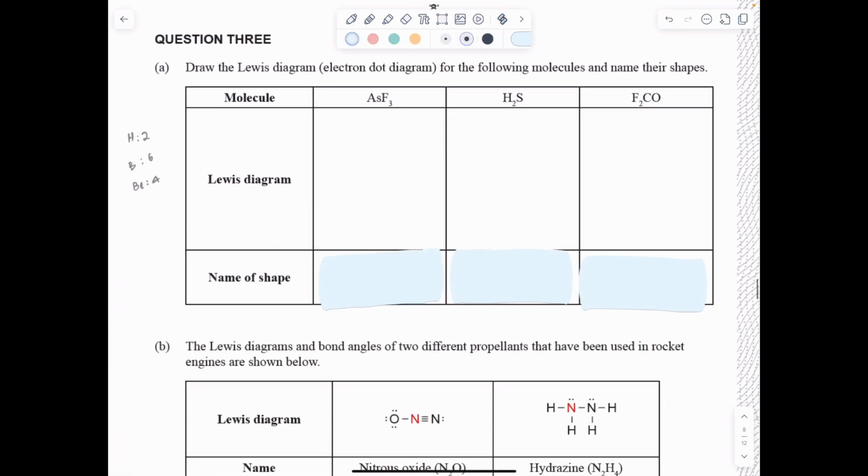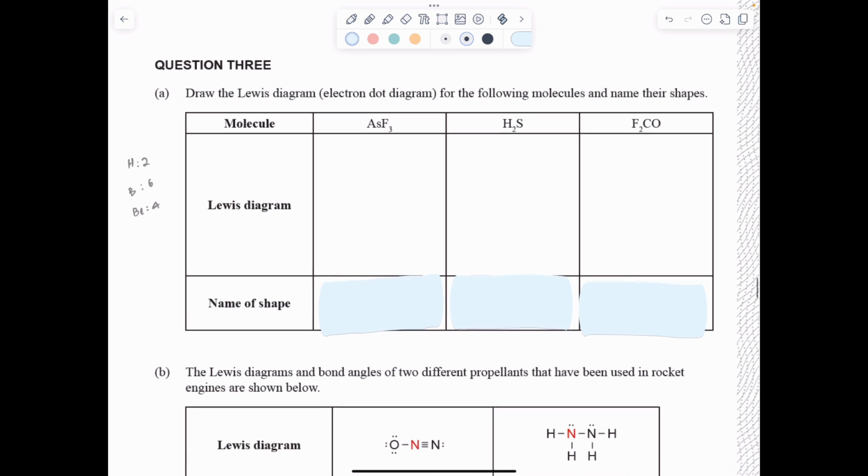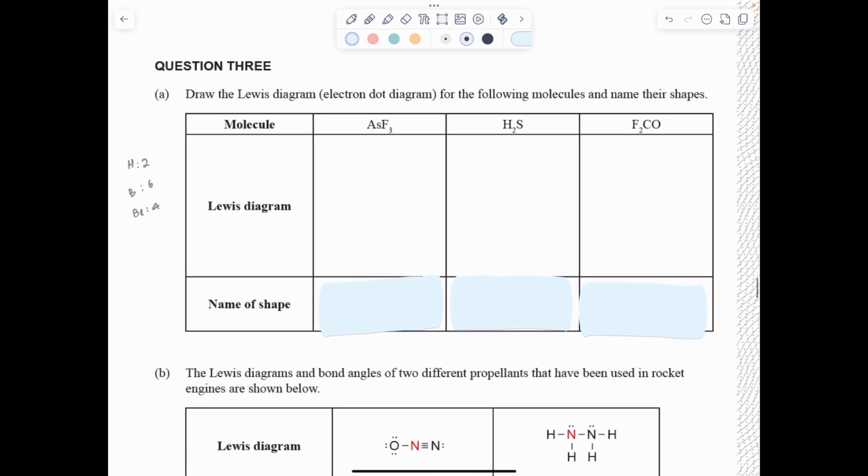Question 3, we're almost there. Draw the Lewis diagram for the following molecules and name their shapes. Classic question, good to know how to do these every time. Okay, so this is what I love to do. So we've got As, we've got 3 Fs, valence electrons. Let me get out the resource sheet for this.